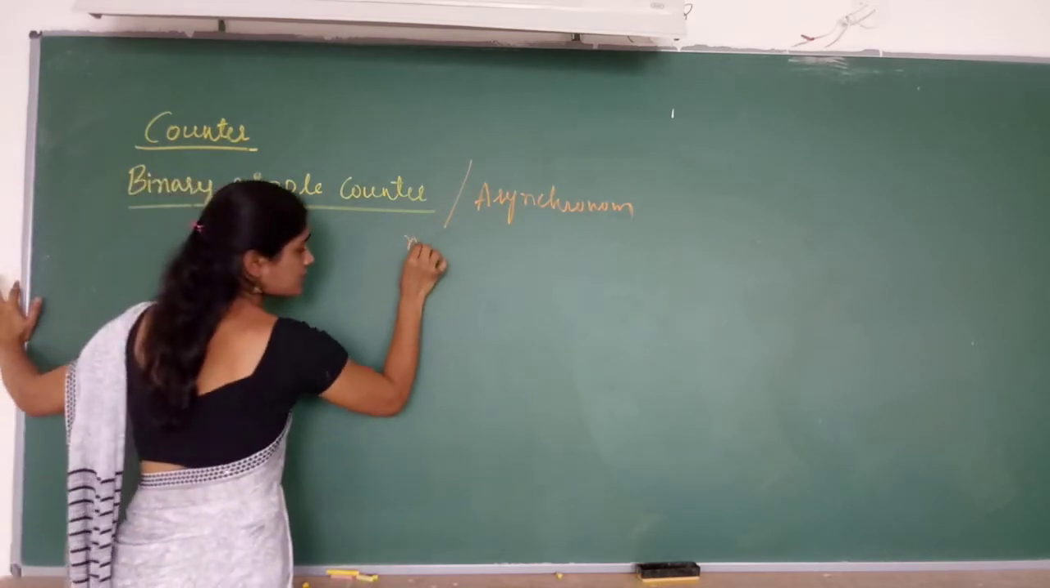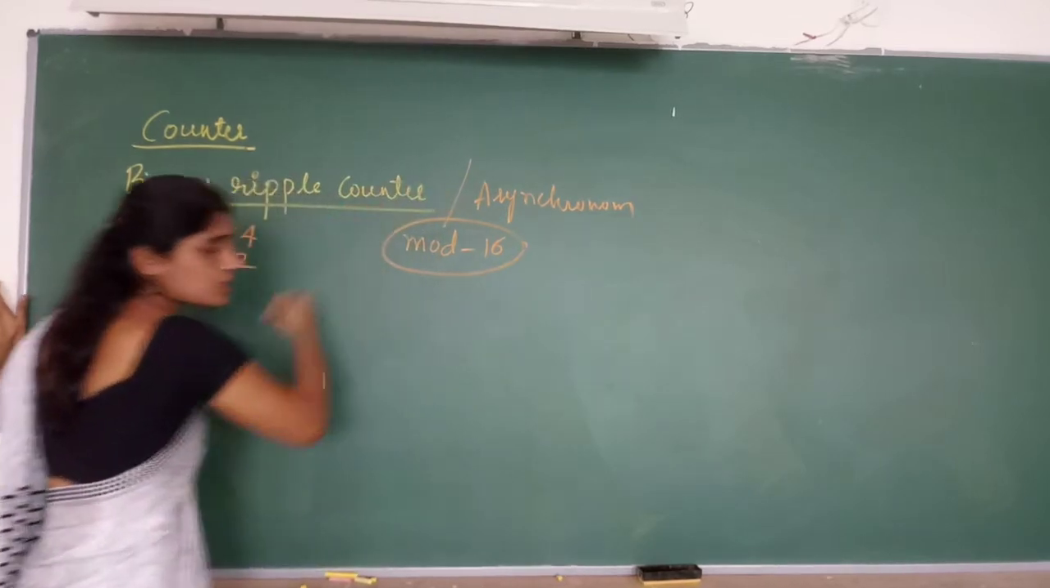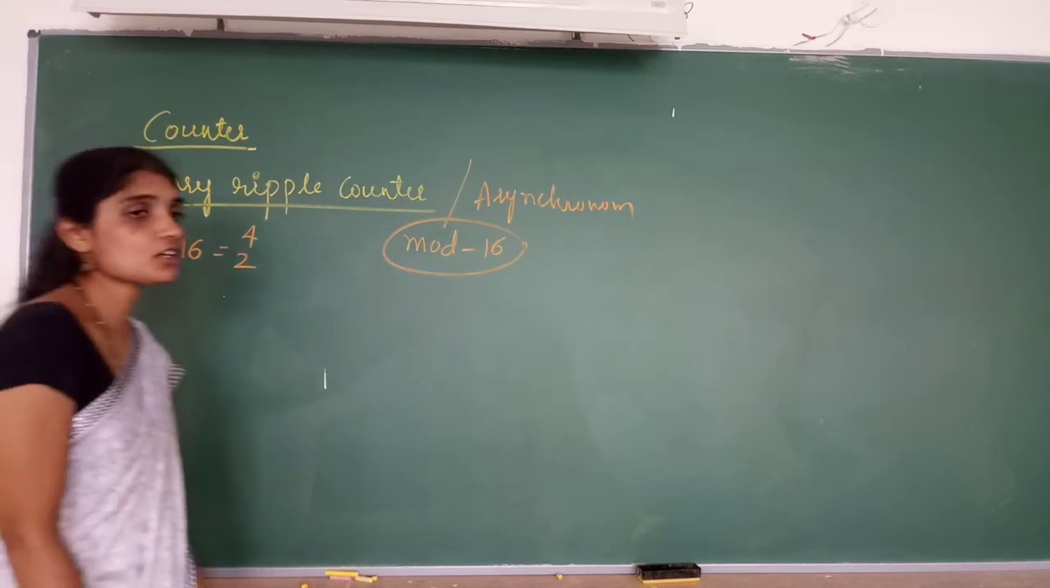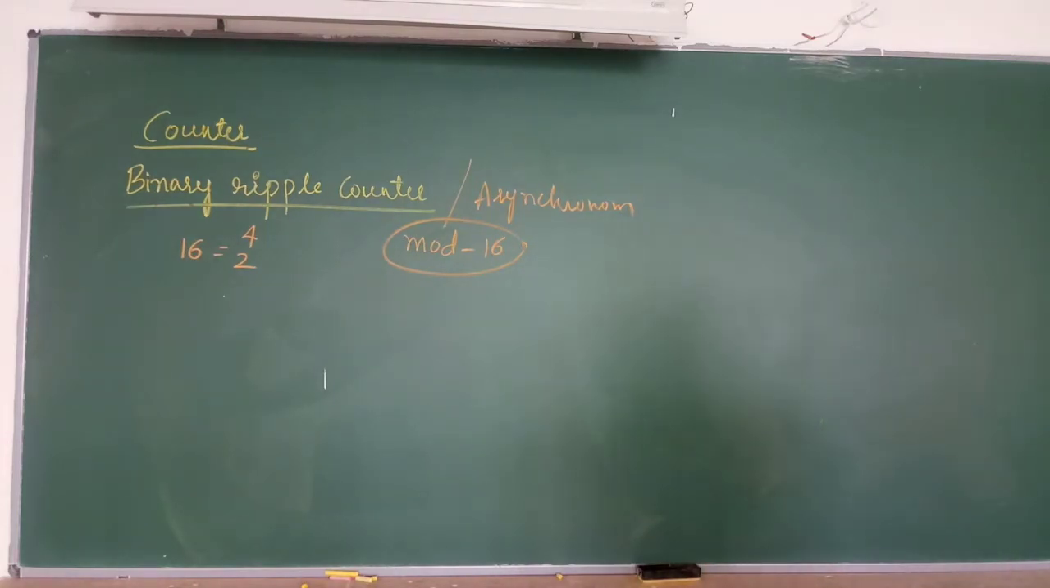So the counter I am designing now is a mod 16 counter. Mod 16 counter, 4 flip-flops are used. Okay, so with this basics, let us write the circuit. Again, the circuit is not difficult, the circuit is very simple.